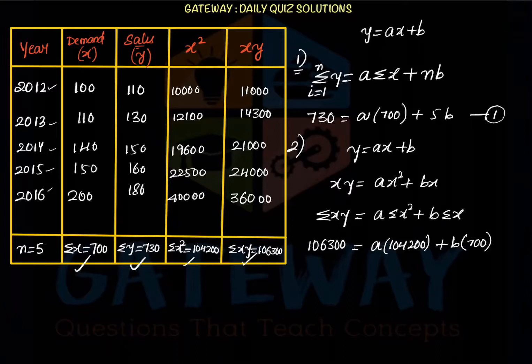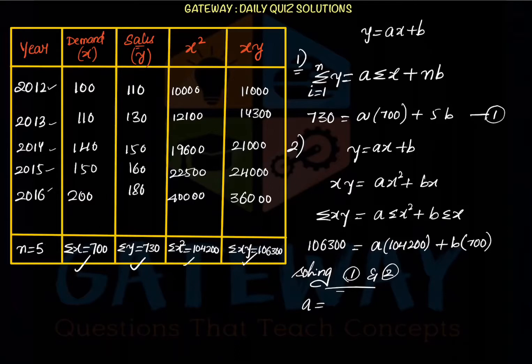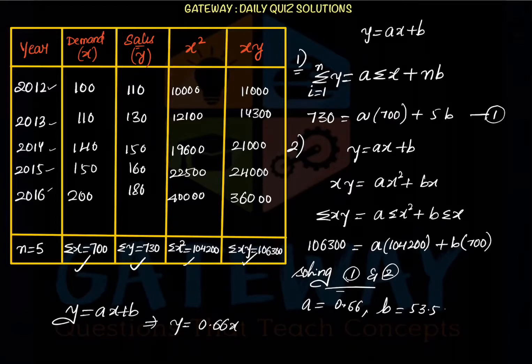Right, now after solving equations 1 and 2, we get the values of a and b. A is equal to 0.66 and b is equal to 53.5. By solving both equations, we now have the relation between demand and sales, that is, between y and x: y is equal to ax plus b, nothing but y is equal to 0.66x plus 53.5.